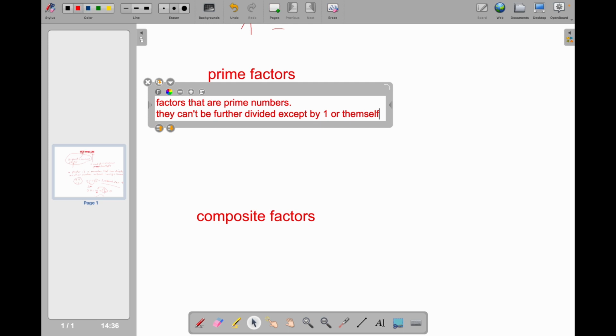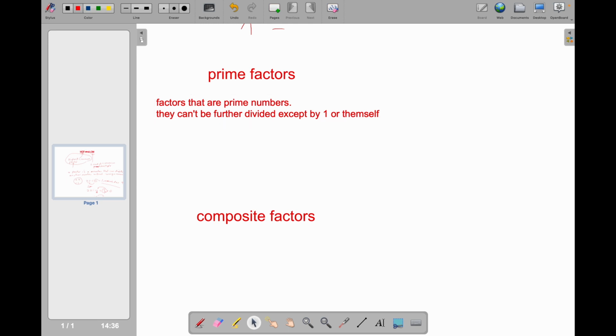So, for example, let's say we are looking for factors of 12. If we look for factors of 12, let's list them here. We have 1, 2, 3, 4, 6. Okay, so these are factors of 12. And which one of these are prime factors of 12? Let's see, this one and this one.